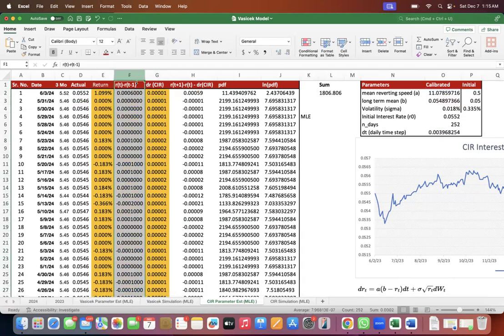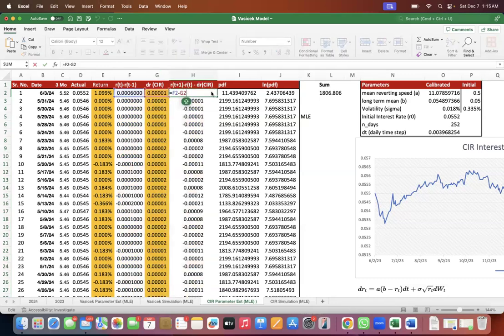So we have the actual change in interest rates, and we have the model change in interest rate. Why do I say model? Because this is a model using the CIR model. Now what we are doing is calculating the difference. Let's calculate the difference between the actual change in interest rate and the model change in interest rate.